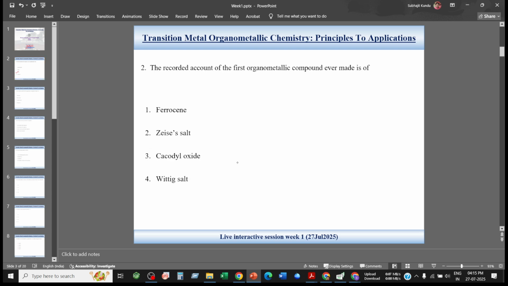The next question is: the recorded account of the first organometallic compound ever made. This is also the same type of question but different. Sir, is it Zeise's salt? No, the first ever organometallic compound. The recorded account of the first organometallic compound ever made is this first ever compound.